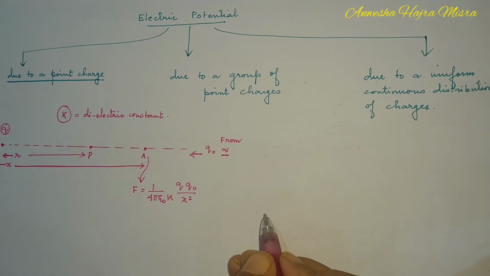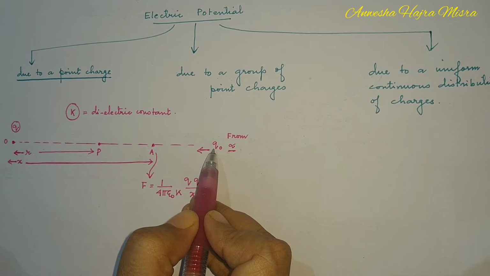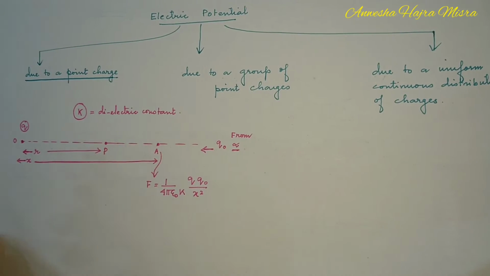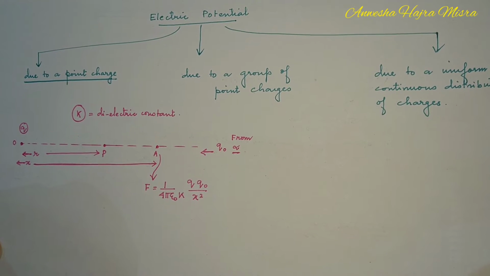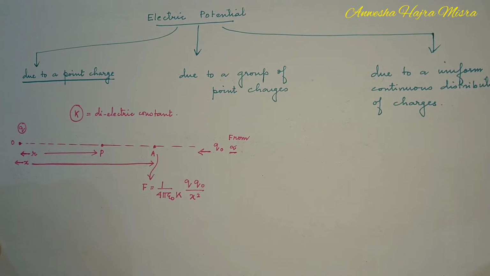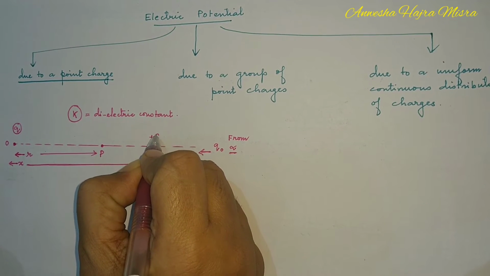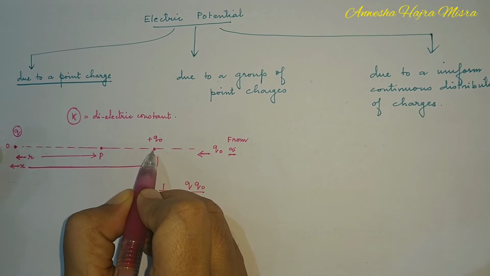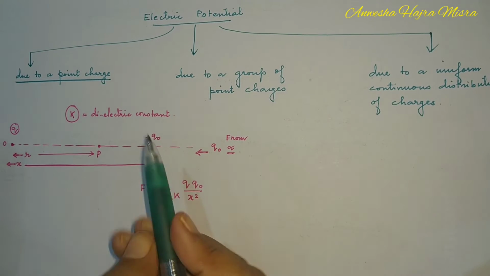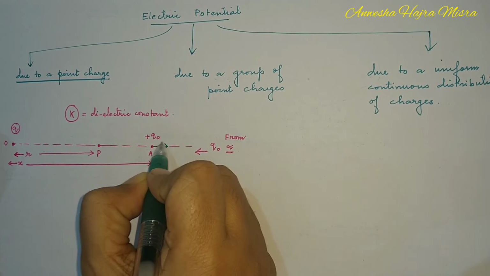Now, I have to find out the work done in bringing this charge from infinity to the point. We all know work is force into displacement. Now, when Q naught is brought over here, this charge will repel this Q naught with a force F.